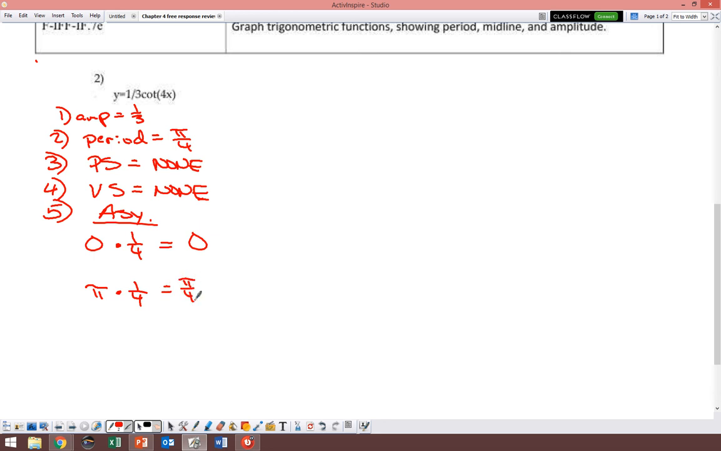That one's going to be pi over 4. So we have the asymptotes. Okay, asymptotes, and then parts. Okay, so the parts in between there. So, what do we have? What is it going to be?